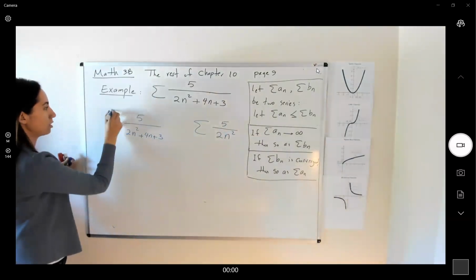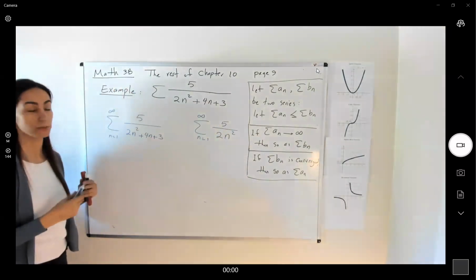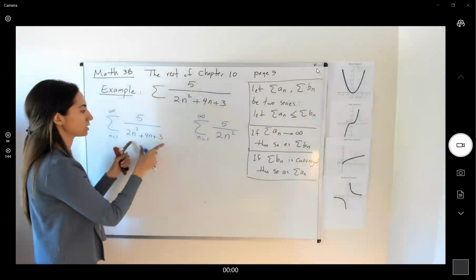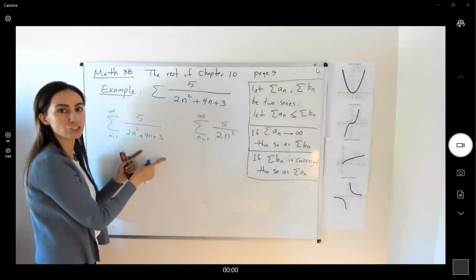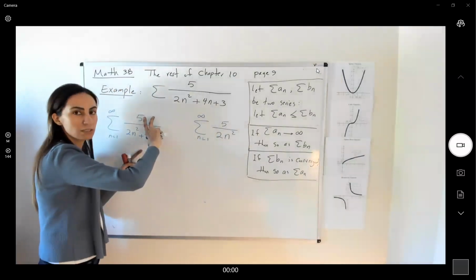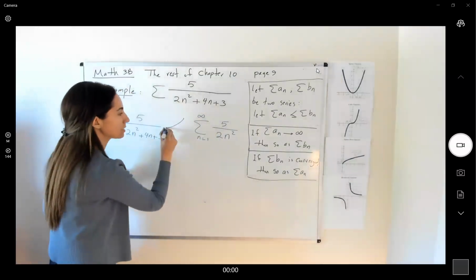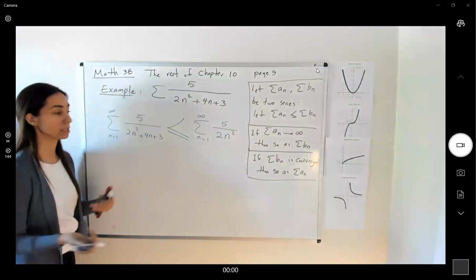n starts from 1, goes to infinity. If you increase your denominator, the fraction gets smaller and smaller. So this series is less than or equal to this series. Think about it this way.